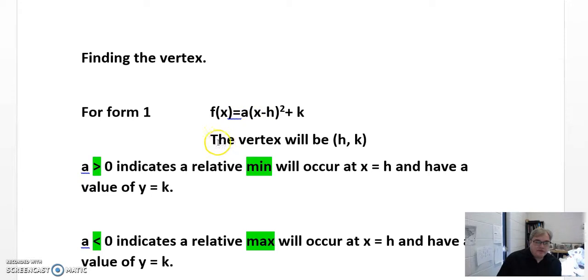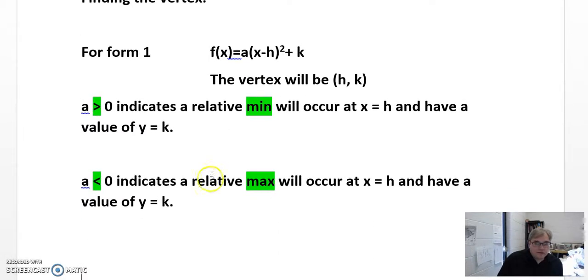A, the number in front of the parentheses, if it's greater than 0, will indicate that this parabola is opening up, so it'll be a U-shape up. And if it's a U-shape up, it means it has a bottom point. That bottom point would be the vertex, and it would indicate a relative min. Relative min occurs where x equals h, and it will have a value of y equals k. In mathematics, x is where something occurs, y is what it is. So if it's opening down, if a is negative, picture a parabola opening down, you have a topmost point, that would be a relative max.